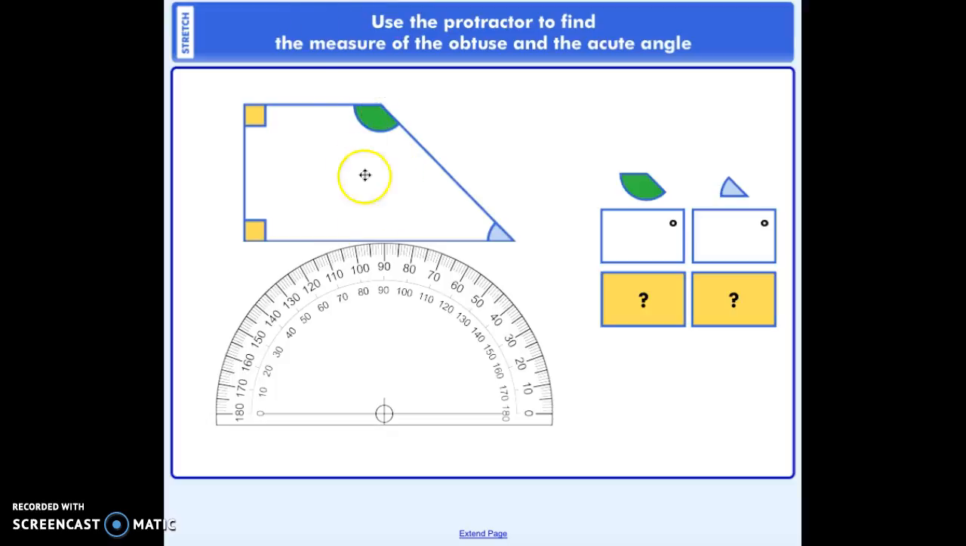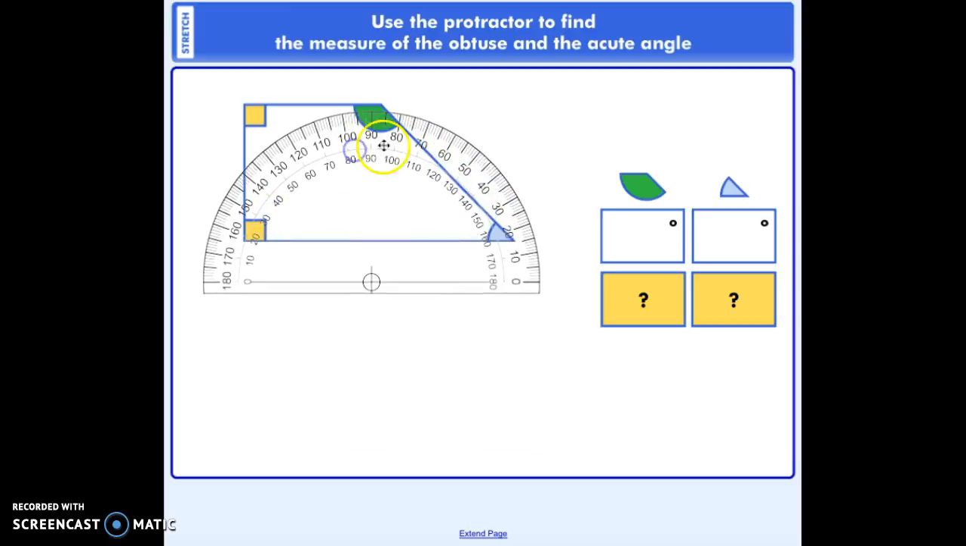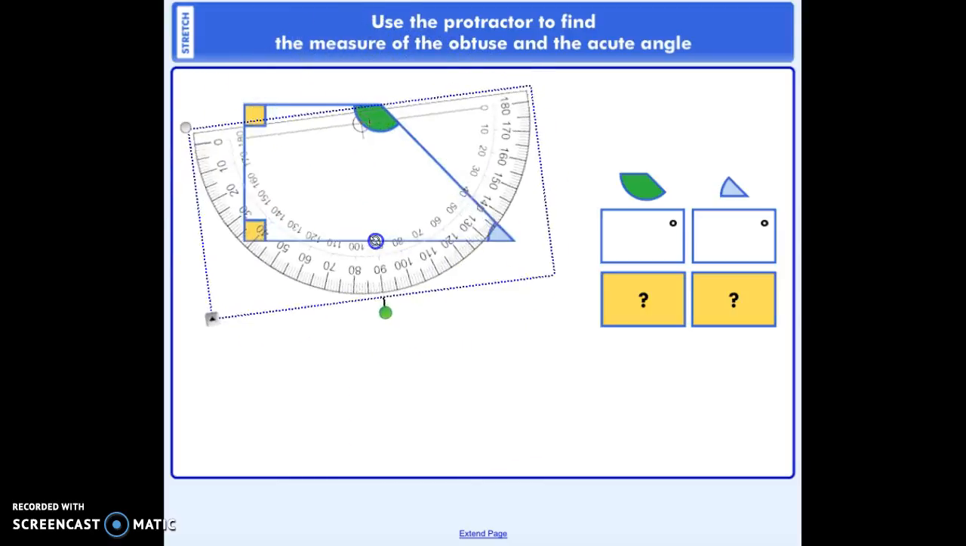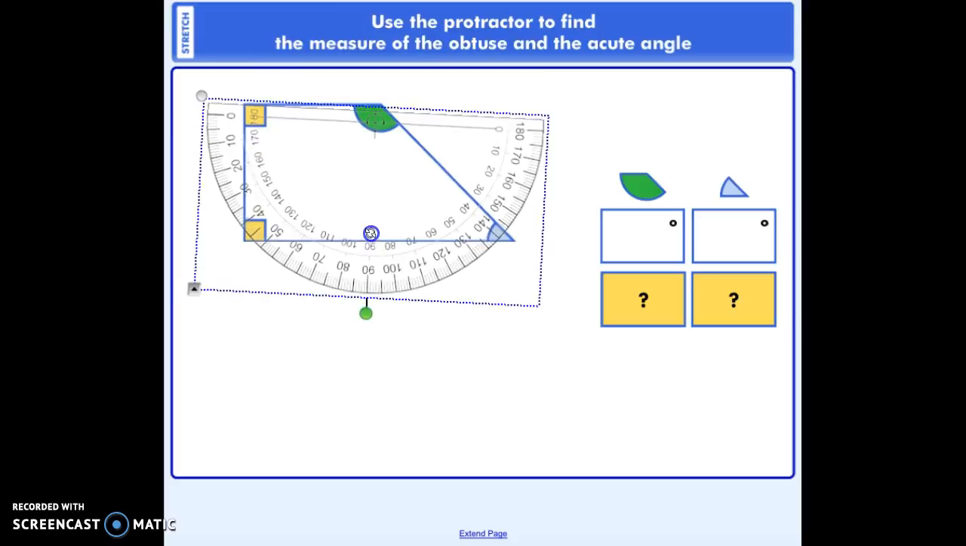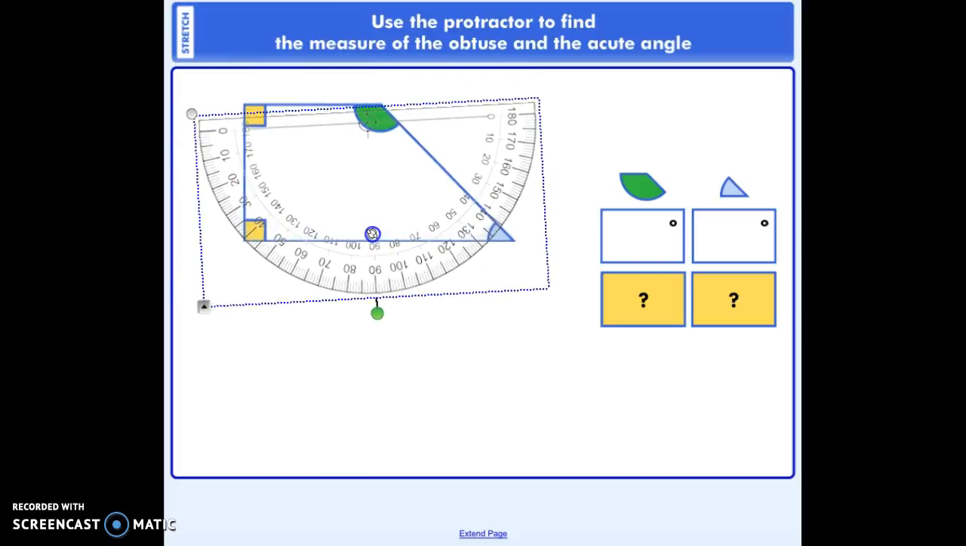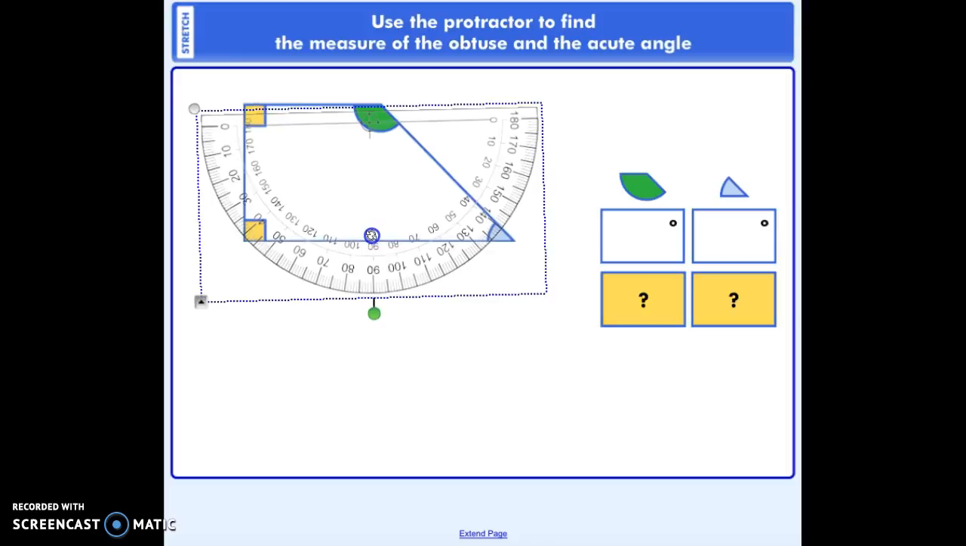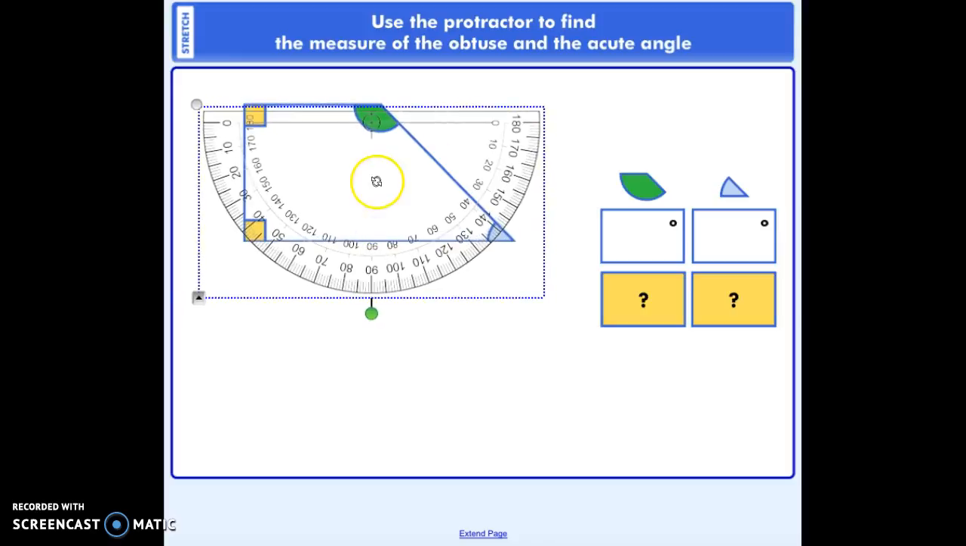And then what I'm going to do is take my protractor up here. Again, the trick to using the protractor is that I have to align the line, so I'm going to rotate my whole protractor here. I have to get it nice and flat, a little harder on the computer. There we go.